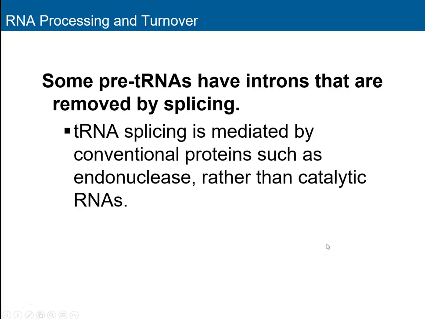Okay. Also, some pre-tRNAs have introns that actually have to be removed by splicing. So the transfer RNAs have to be modified quite a bit before they're ready to actually function, okay? And so I have some of these listed here.